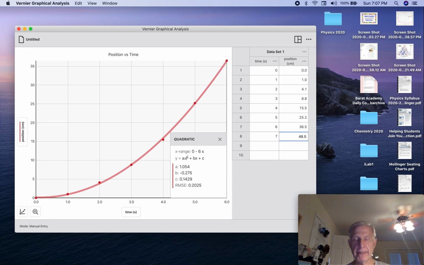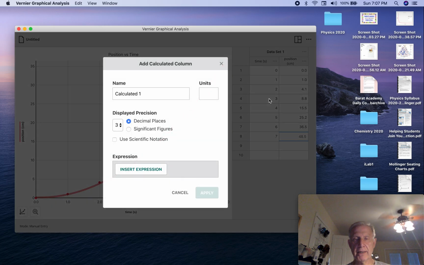I could calculate x squared and make another graph, and it'd be linear, but if I go in here, under time, which is the x-axis, let's add a column we can calculate. Let Graphical Analysis calculate it. So we want to do time squared, and our units would be seconds to the second power. Everything else is good here. And now we have to tell Graphical Analysis to do the calculation.